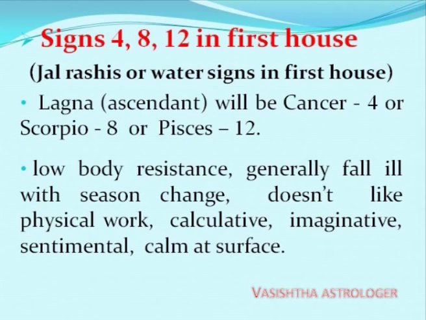These persons have low body resistance. They generally fall ill with season change. They do not like to do much physical work. They are very calculative, imaginative, sentimental. Like water, they are calm at the surface.